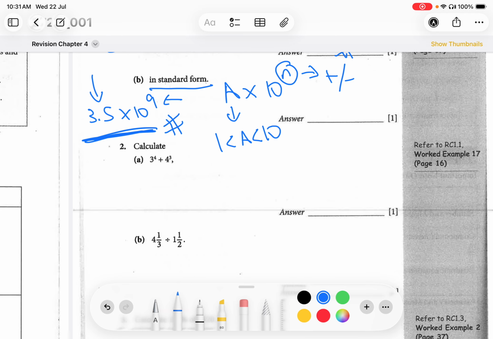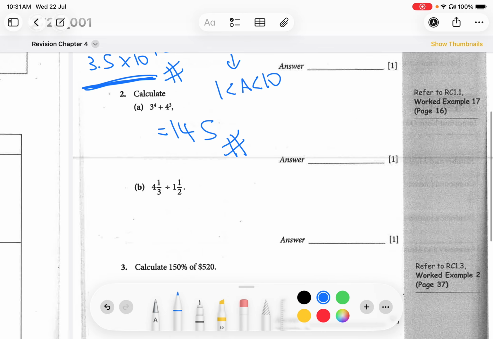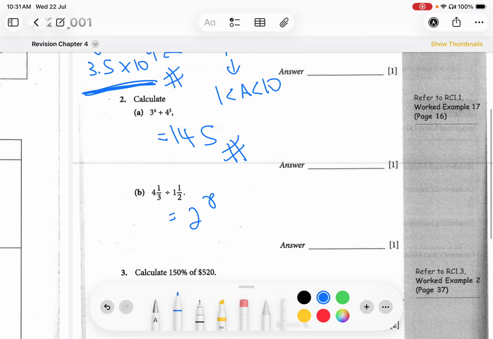The next one, 3 power 4 plus 4 cube. This one is purely press calculator. You get 145. That's the answer. This one, 4 and 1/3, you just press calculator also. Divide by a half. Let's get this, 2 and 8 over 9. Let's leave it in this, leave exact form.